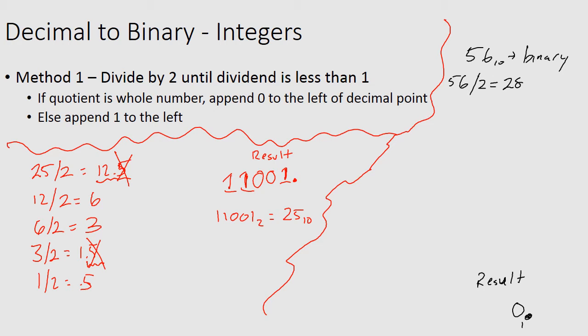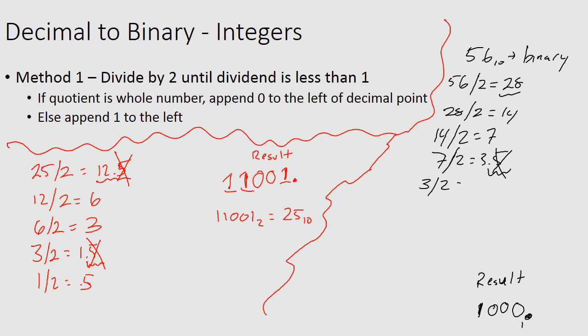And then we take that number, we take the 28, and we divide that by 2. And what we have is 14, and because 14 is a whole number, we append a 0 to the left of our previous number. Then we take 14, continue this process, divide by 2, which is 7, and because it is a whole number, we add a 0. And then we take 7, and we divide that by 2, and we get 3.5. And because 3.5 is not a whole number, we add a 1 to the left of our previous number, and then we truncate the 0.5, we ignore the 0.5, and continue with our process.